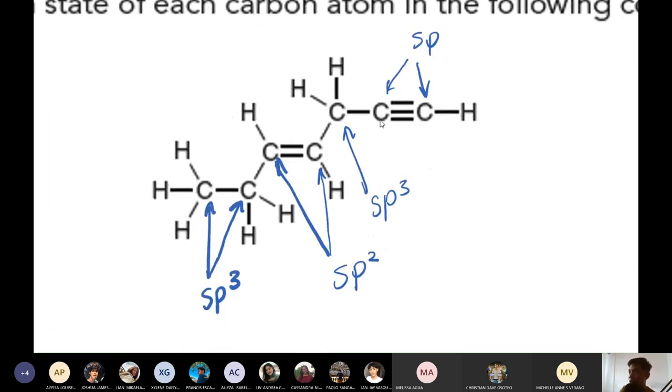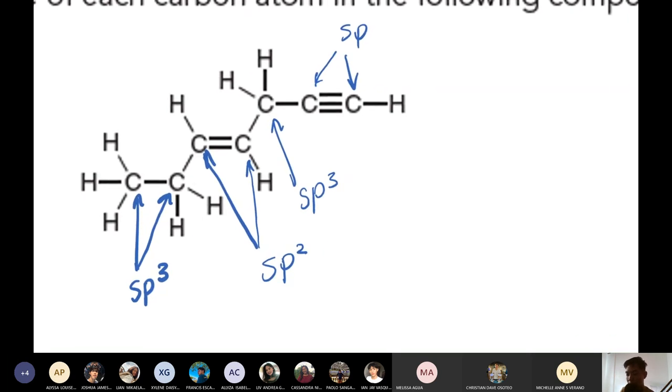Okay? The same is true for this one. There are two groups of atoms there. They are connected with a sigma bond. The two remaining lines there are the pi bonds. Okay? So that's it, it's up to you.